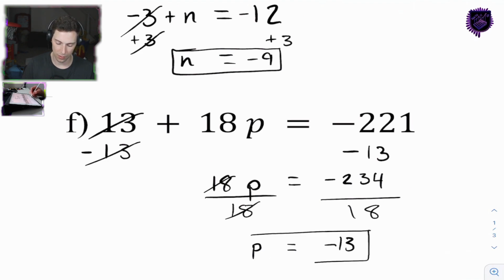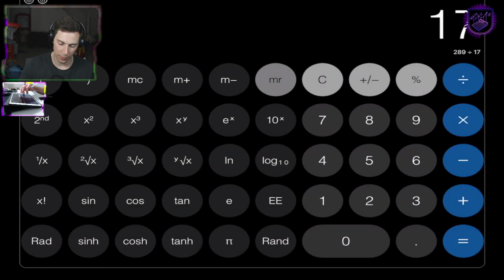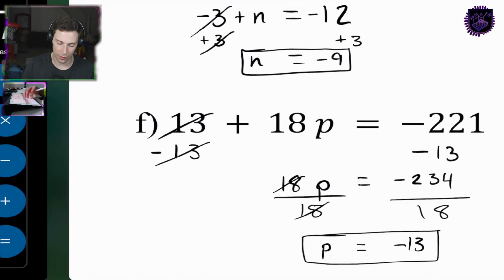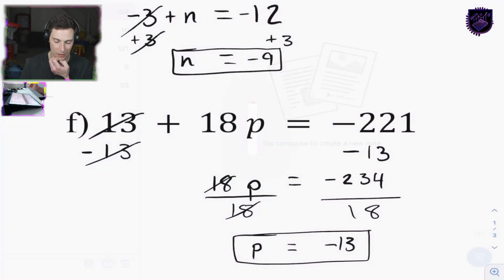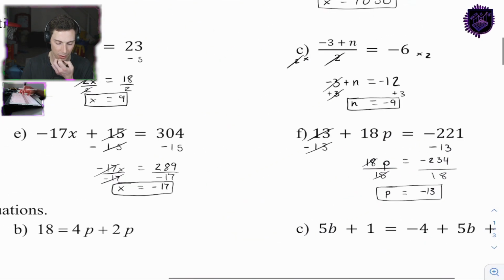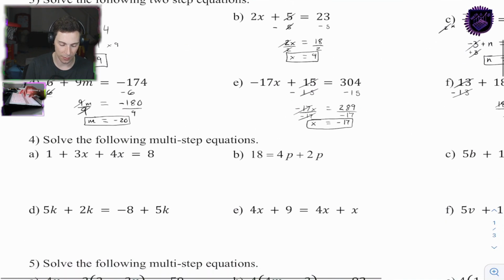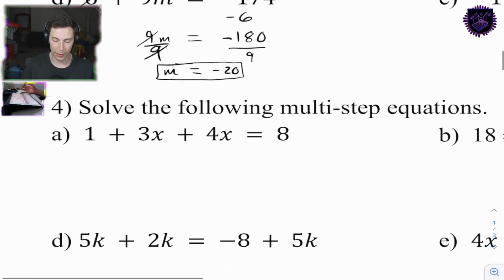13. We can always check our answer. What was that question? 234 divided by 18 equals 13. All right, negative 13. You can always look at the answer sheet too. That's reasonable. All right, so solve the following multi-step equations.